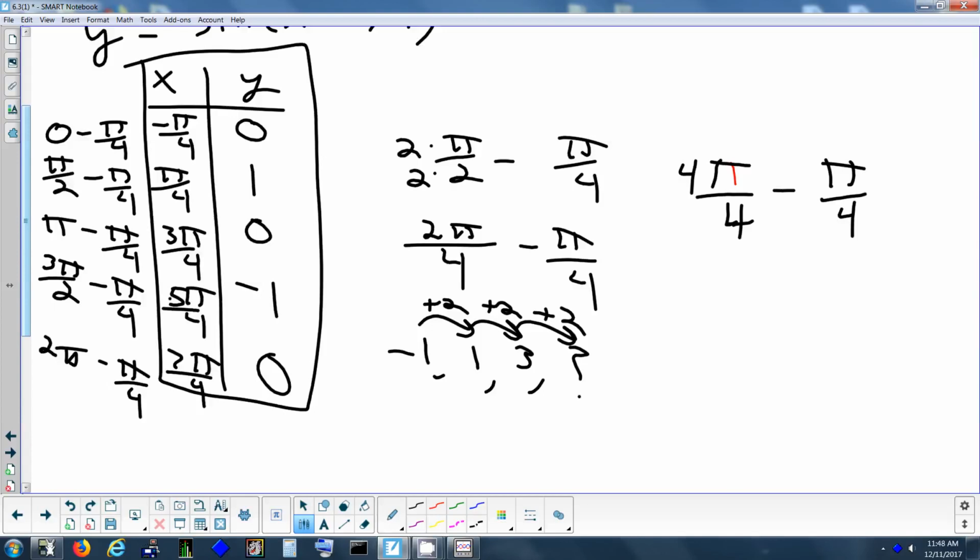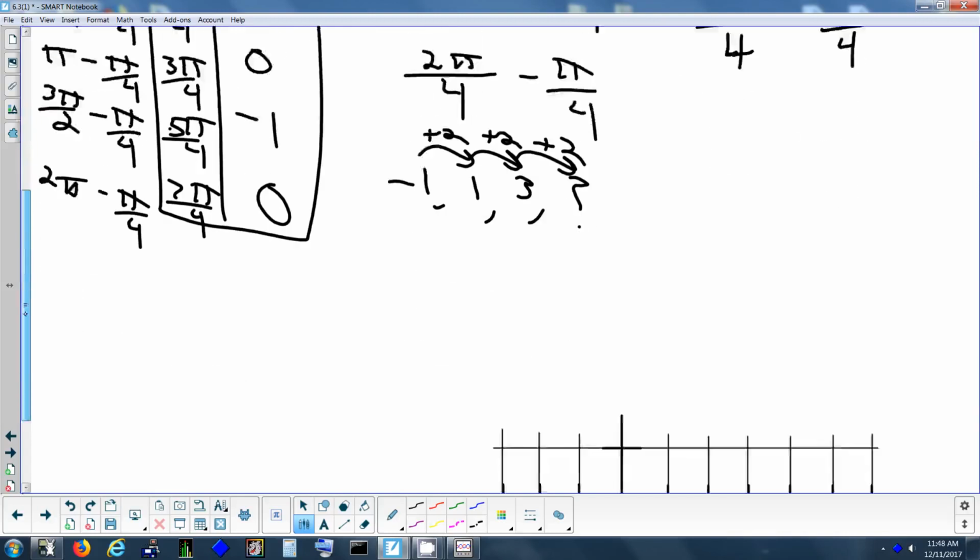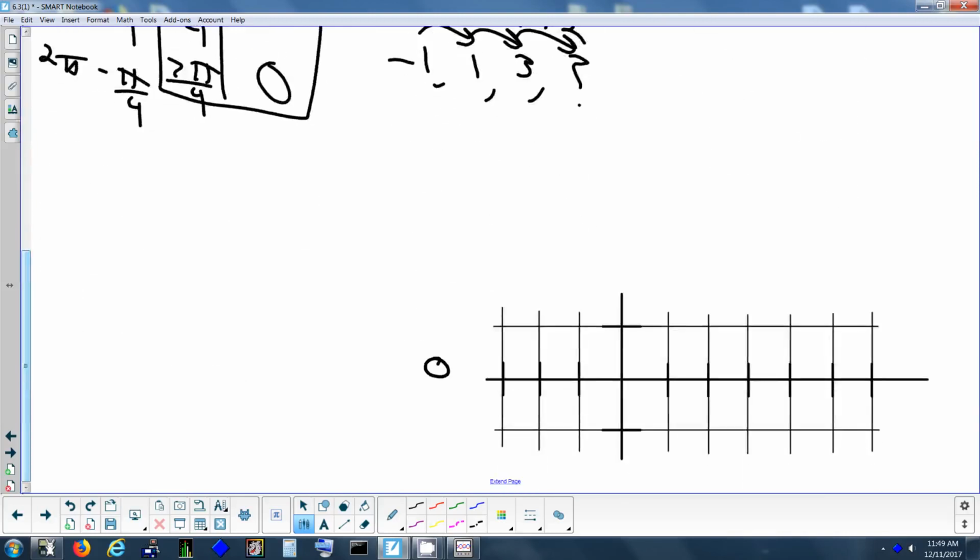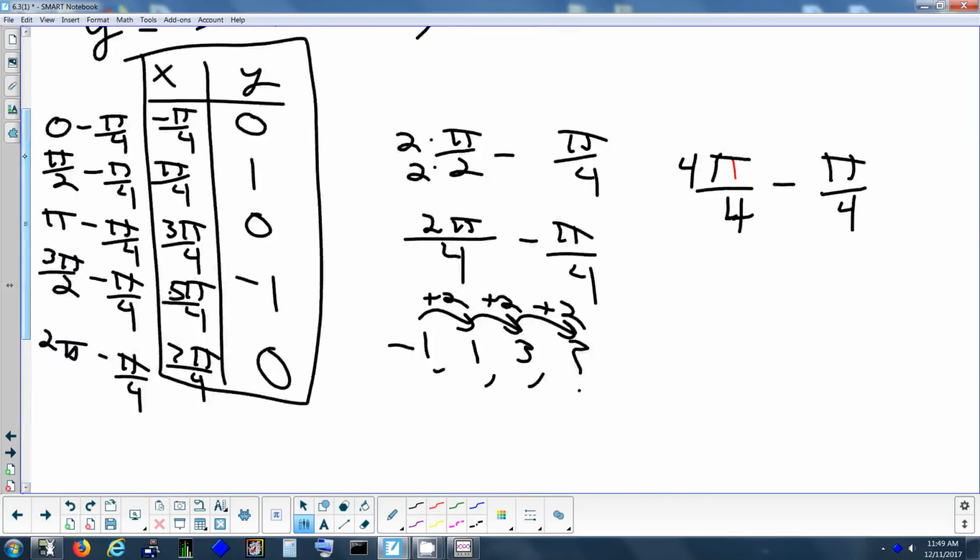Okay. 1 point for each x, 1 point for each y. Okay. 10 points for the table. Let's make our graph. Okay. First one is negative pi over 4. These are all equally spaced, and they always will be. So you're always going to use those as your labels.